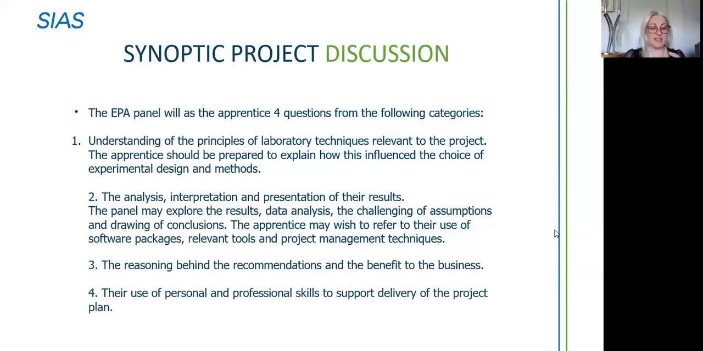Now, it will be the SIAS Assessor that guides the questioning, but we can see the registered assessor, so the nominated person from the employer, they can be a part of that discussion. All right, now they can't coach or mentor their apprentice through that, but they can ask them some questions as well if they think it's going to benefit this discussion.